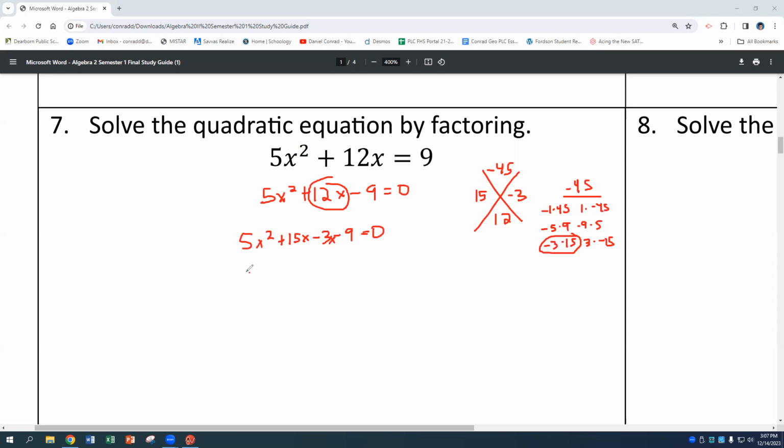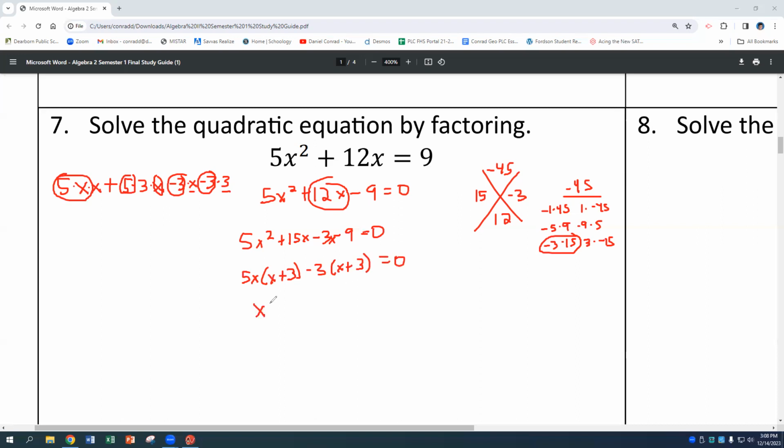The first two terms, what they have in common is 5x. So when we factor out the 5x, we're left with x plus 3. Again, if we need to see that on the side, what we have is 5 times x times x plus 5 times 3 times x, minus 3 times x minus 3 times 3. For the first two, we're factoring out a 5x and we're left with x plus 3. For the other ones, we're going to factor out a negative 3, and we're left with x plus 3.